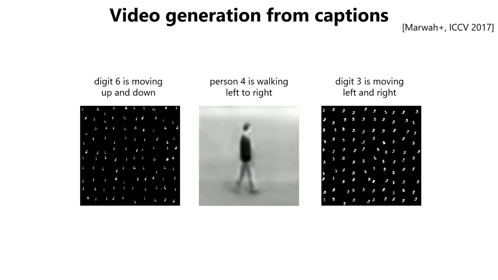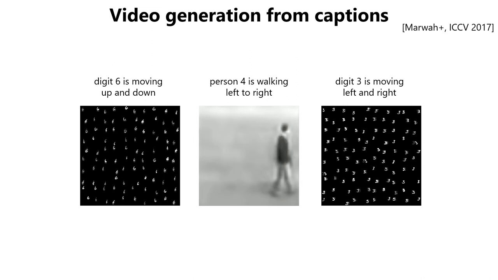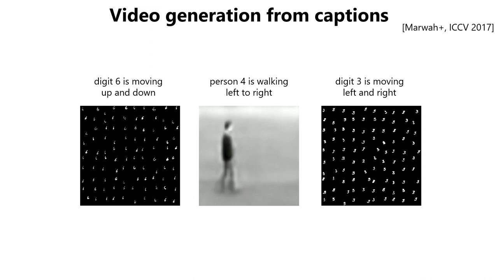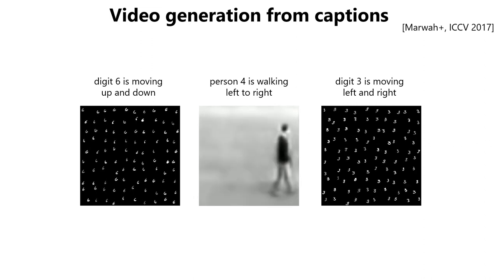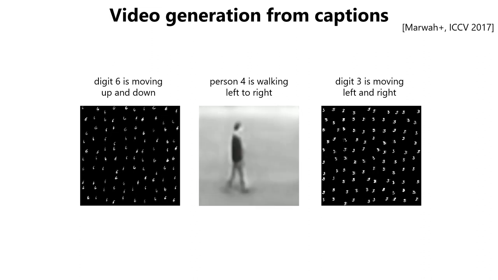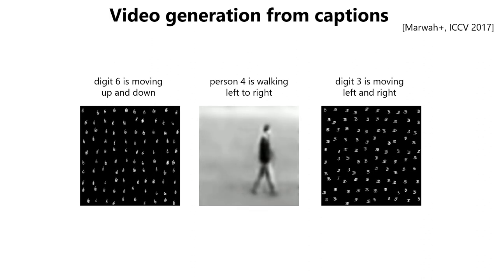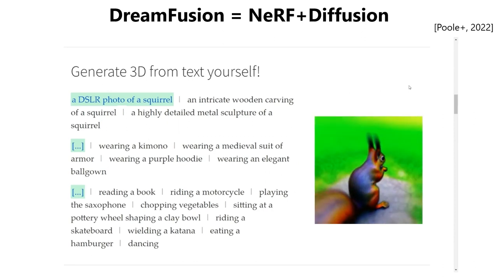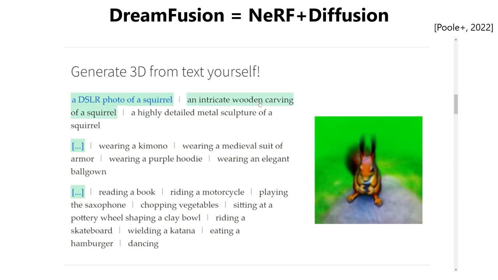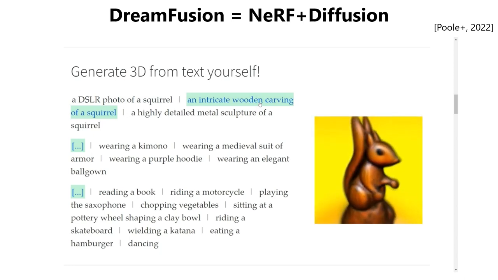Changing the research topic, let's see if it is possible to generate video as well as images. This is a result in 2017, but this kind of moving figures and moving human-like objects were generated as videos. This research is presented at the top computer vision conference, ICCV. Last year, on the other hand, the diffusion model and NeRF can generate much clearer moving objects.